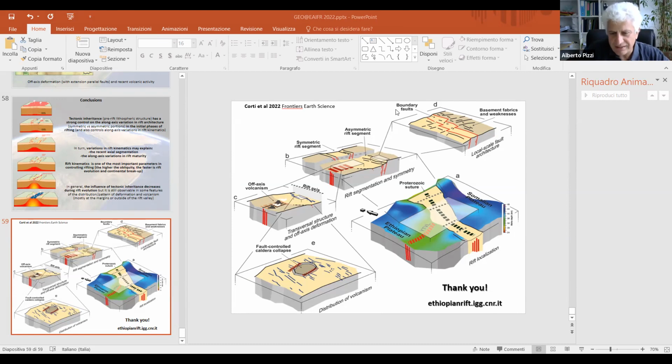Thank you very much to Giacomo Corti for this clear and interesting presentation. I'm curious whether there is new data about the distribution of seismicity in this area that can also support the hypothesis of rifting migration.